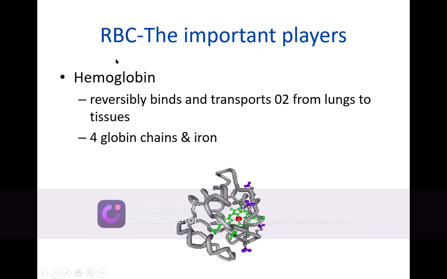Let's see the RBC, the important players. The hemoglobin reversibly binds and transports oxygen from the lungs to the tissues. This is the prime function. Hemoglobin has 4 globin chains, and iron, and other accessory functions are there. So it is most powerful. It is the buffer of the body.